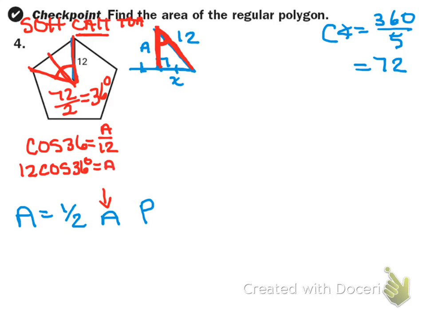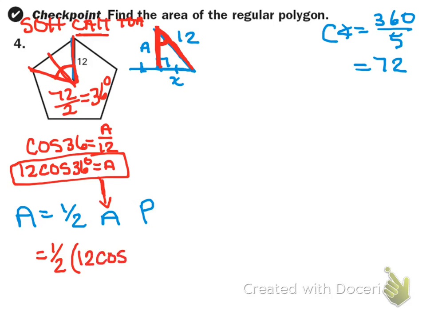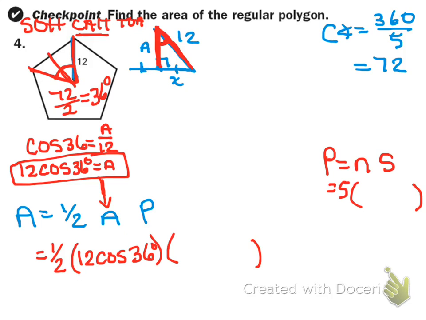This is what you'll want to put into the formula for the apothem. So we'll come down to our formula, 1/2 times the apothem. The apothem is 12 times the cosine of 36 degrees. But we also need the perimeter. Remember, to find perimeter of a regular polygon is always equal to number of sides times length of a side. We know this polygon has 5 sides, we just don't know yet how long the sides are.